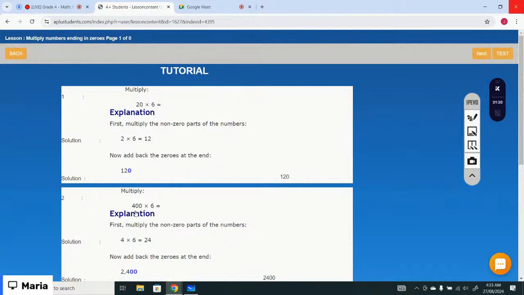Okay, multiply 20 times 6. So when you have a number with a zero, you simply have to multiply the non-zero portion. Like 20 times 6, you just do 6 times 2.